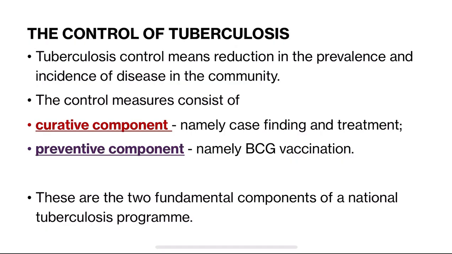To begin with, the control of TB. Tuberculosis control means reduction in the prevalence and incidence of disease in the community. So in TB, what are we doing here? How are we controlling the TB? Controlling TB means reducing the prevalence rate and the incidence rate of a disease in the community.